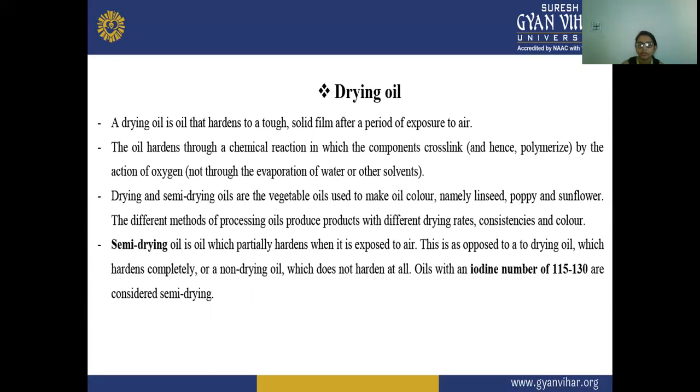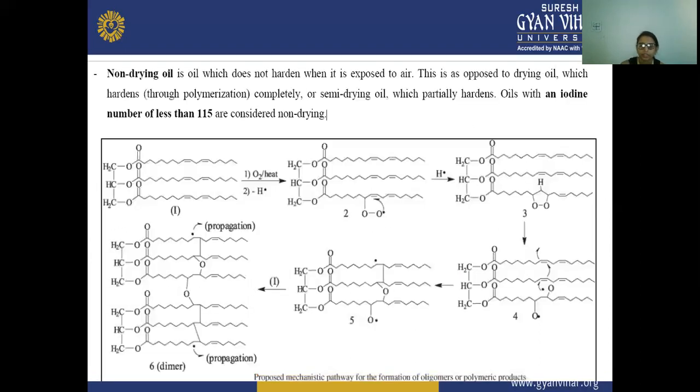The different methods of processing oil produce products with different drying rates, consistency, and color. The semi-drying oil is oil which is partially hardened when it is exposed to air. This is opposed to a drying oil which hardens completely, or a non-drying oil that does not harden at all. Oils having an iodine number of 115 to 130 are considered semi-drying.